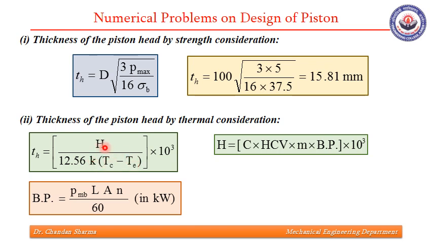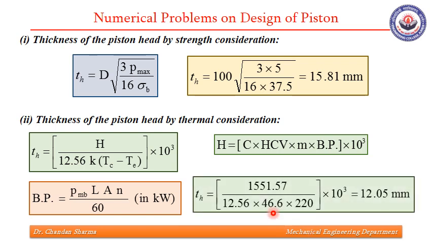So while putting the values of H, TC minus TE, and K, we can find the thickness of the piston head by thermal considerations. While using this formula, we should be sure that we put brake power in kilowatt because we have multiplied this by 10 to the power 3. That means for balance of units, H should be in watts. Then only we can find the thickness of the piston head in millimeters.